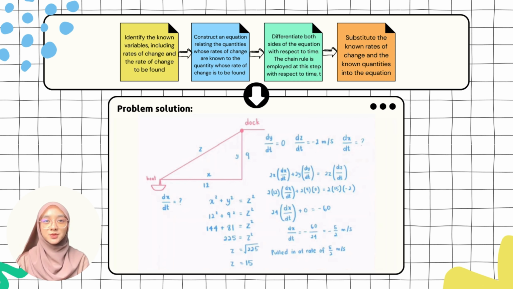Then we have to substitute the known values into the equation. After that, we will get the value of dx over dt, which is -5/2 meters per second. So here, the boat is approaching the dock at a rate of 5/2 meters per second when it is 12 meters away from the dock. The negative sign indicates that the distance x is decreasing.